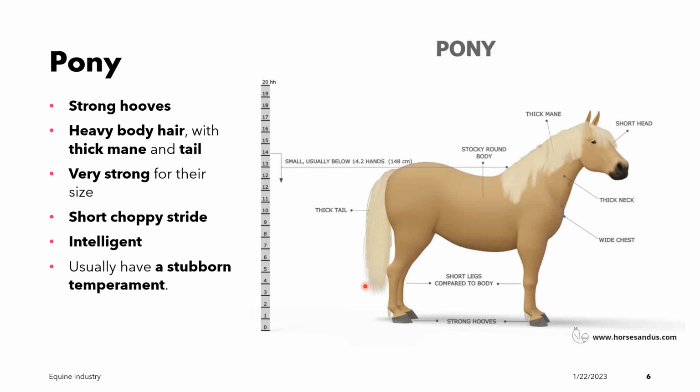In terms of their general appearance, they are very strong for their size. They have a short, choppy stride, are intelligent, and usually have a stubborn temperament. In terms of their utility, they are used mainly for fun activities, for games, and on hobby farms.